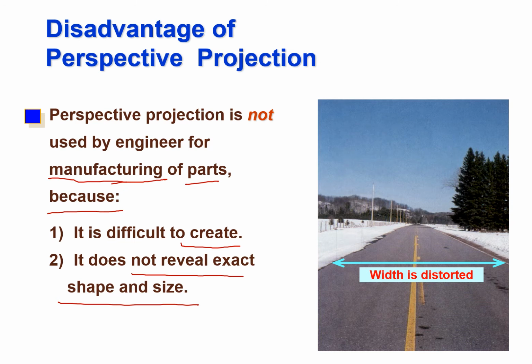For what purpose is engineering drawing used? It is used to manufacture different parts. But we cannot use the perspective projection or the oblique projections or the axonometric projections for manufacturing parts, but they can be used to represent an idea by drawing a pictorial view of a certain object.